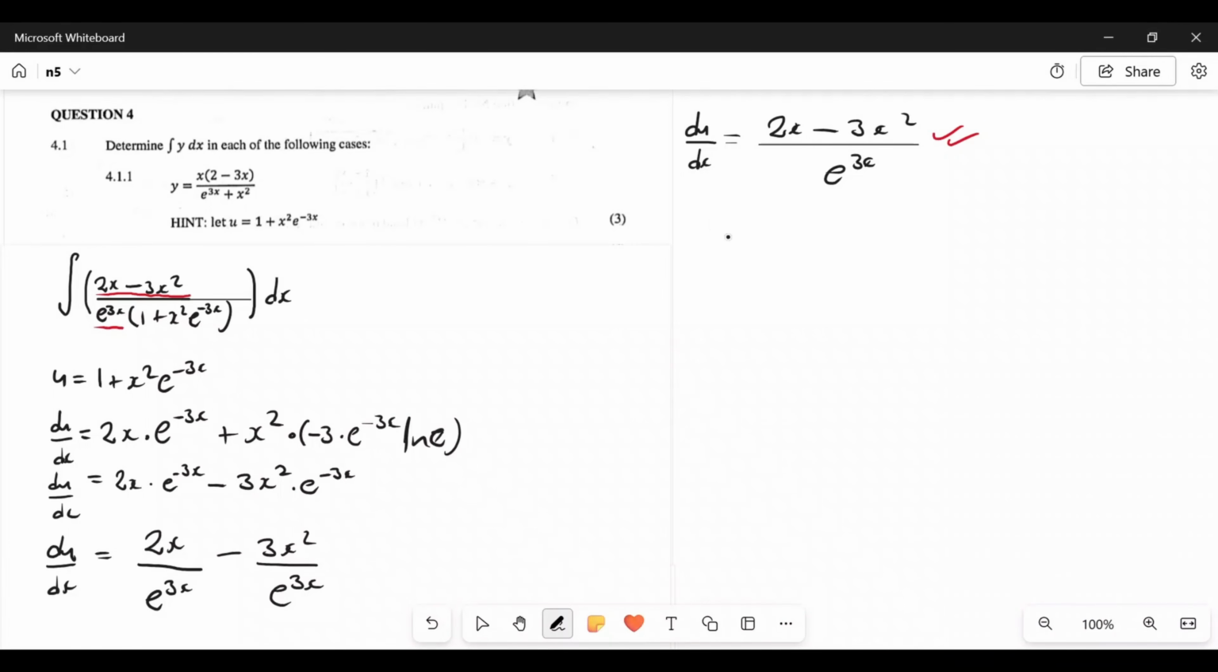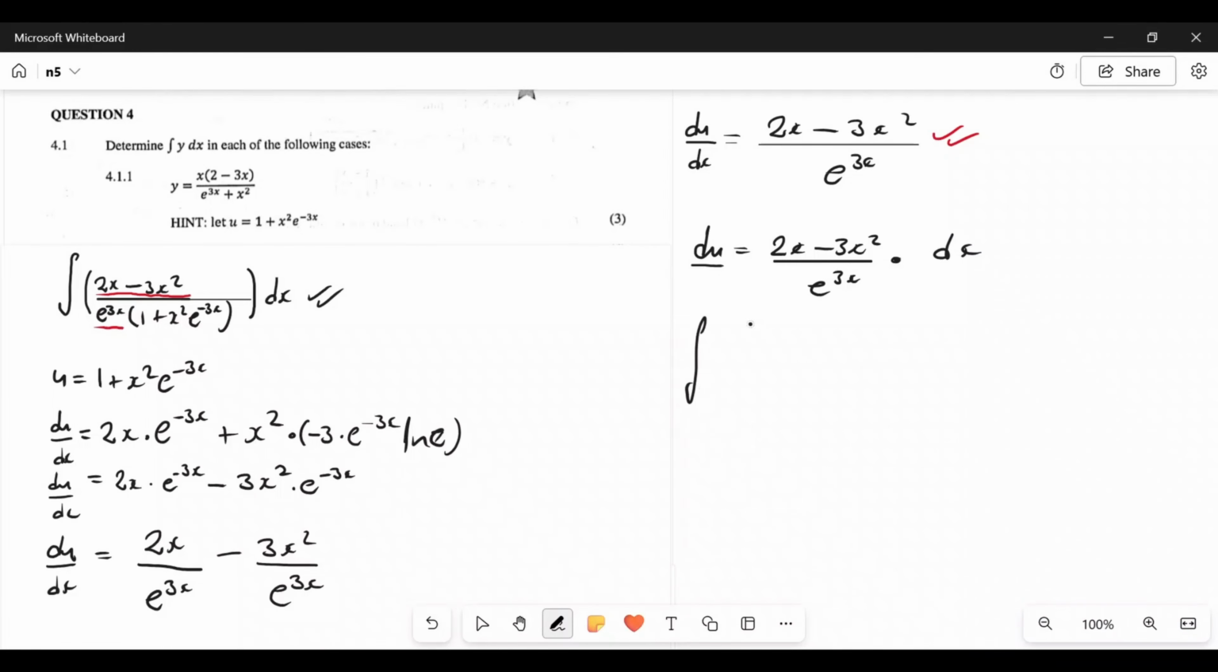First of all, let's make du the subject of the formula. So du is the subject of the formula, meaning we need to cross multiply this. We can say 2x minus 3x squared divided by e to the power of 3x multiplied by dx. There we go. So whenever we see 2x minus 3x squared divided by e to the power of 3x multiplied by dx, we must substitute it with du. So let's go back to this one.